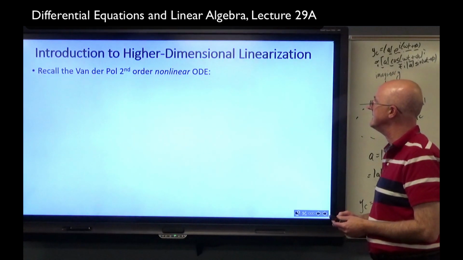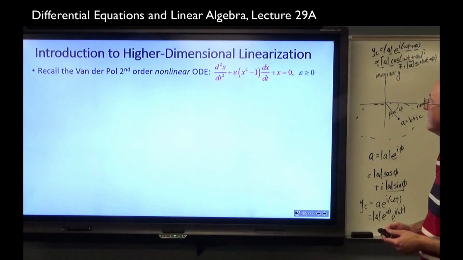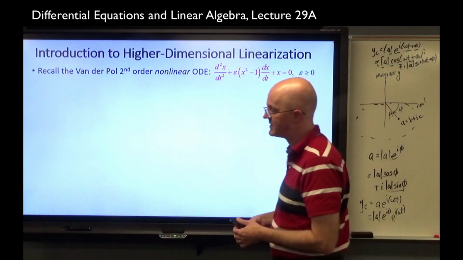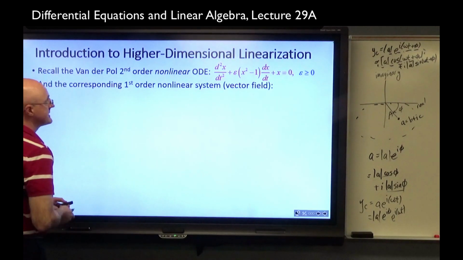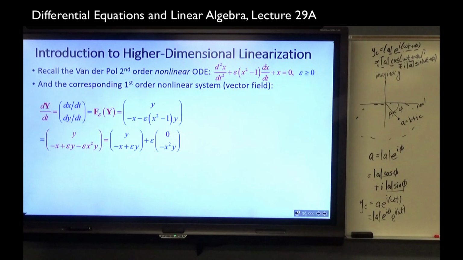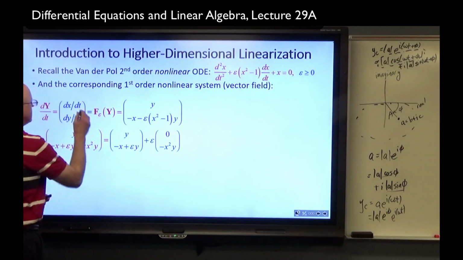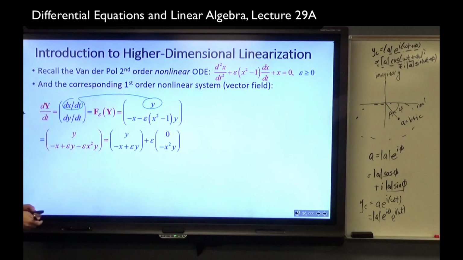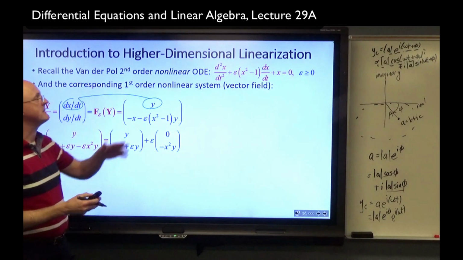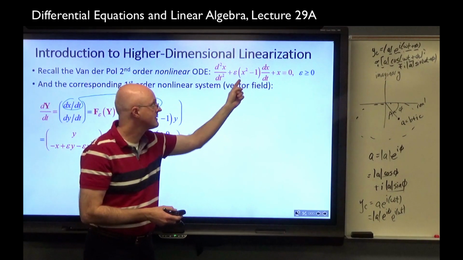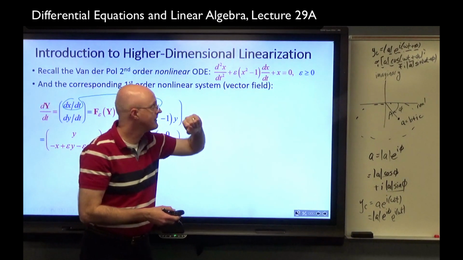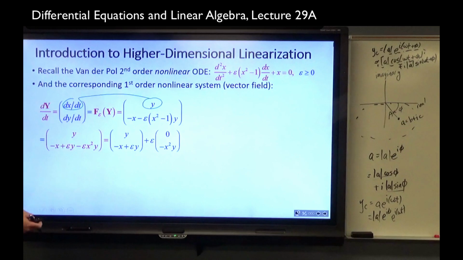Let's think of this in the context of the van der Pol equation. As a second-order nonlinear ODE, we wrote it this way. We set up modeled certain kinds of electric circuits. What's the corresponding first-order nonlinear system or vector field? It's this. I define y to be dx/dt to get the first component. And once y is defined to be dx/dt, I can find dy/dt, which is going to be the second derivative of x with respect to t, and solve for that in terms of x and y, really. This is a y right there. And you get this on the right-hand side.